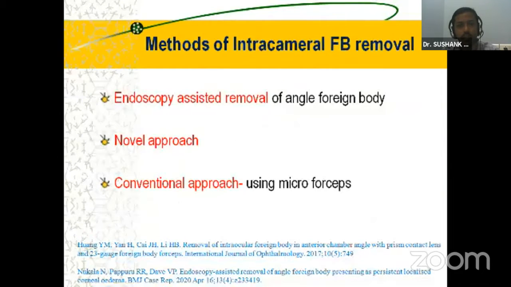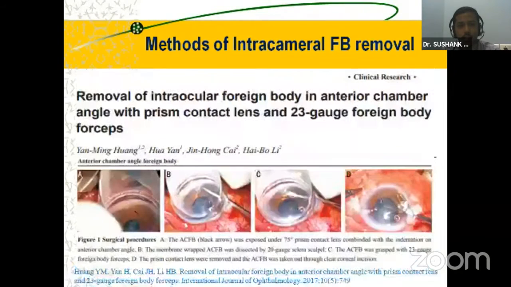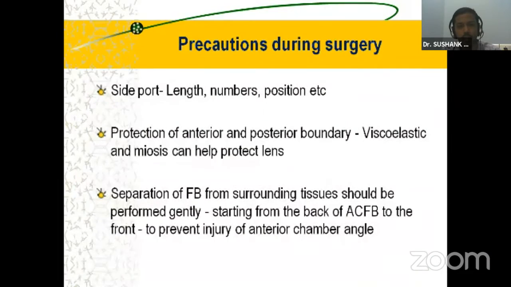It can be removed with the endoscopy assisted, novel approach or conventional approach. The endoscope can be entered through a clear limbal corneal incision, and the foreign body located in the anterior chamber is removed with the help of forceps, like it was done in this case report, which was published by our institute. Huang et al. removed the foreign body with the help of a prism contact lens and 23 gauge foreign body forceps. The conventional approach we'll discuss in our videos.